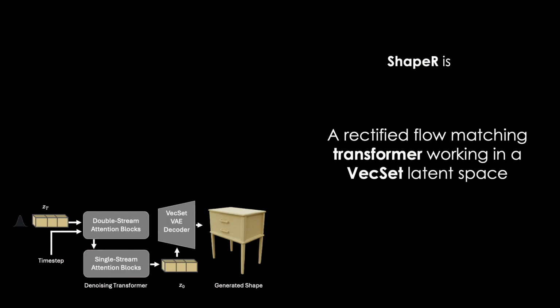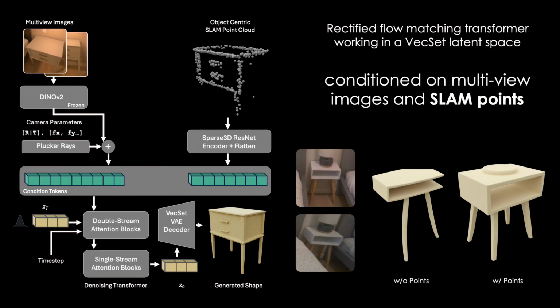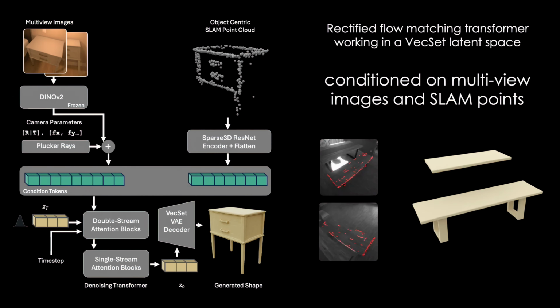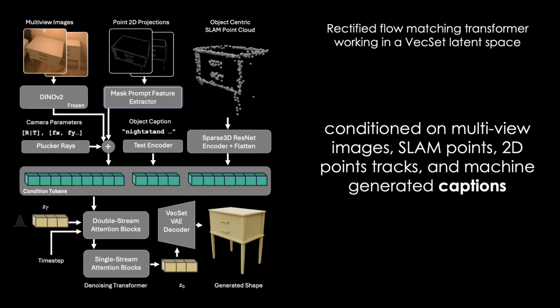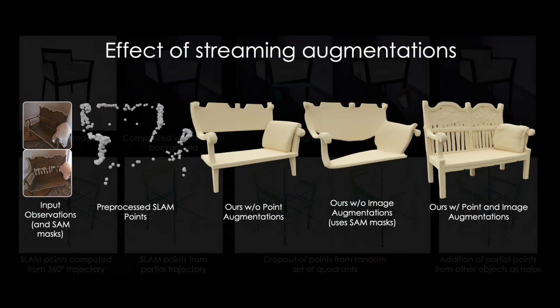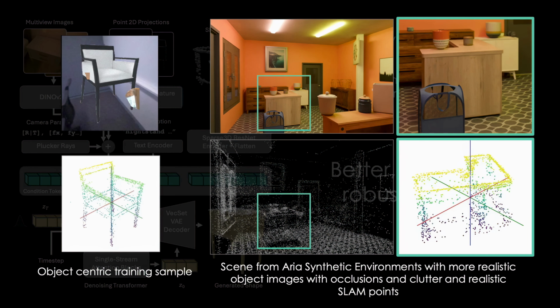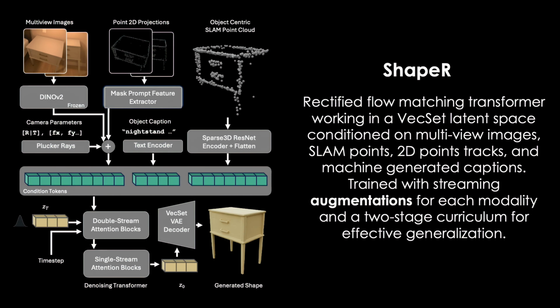At its core, ShapeR is a flow-matching transformer denoising a latent representation. It is conditioned on multi-view images and their poses, SLAM points, some 2D point prompts, and text. The model is made further robust by using a range of compositional augmentations across all the modalities, and a two-step curriculum learning approach further increases its robustness. Note that ShapeR has only been trained with synthetic datasets, yet it delivers strong real-world performance.